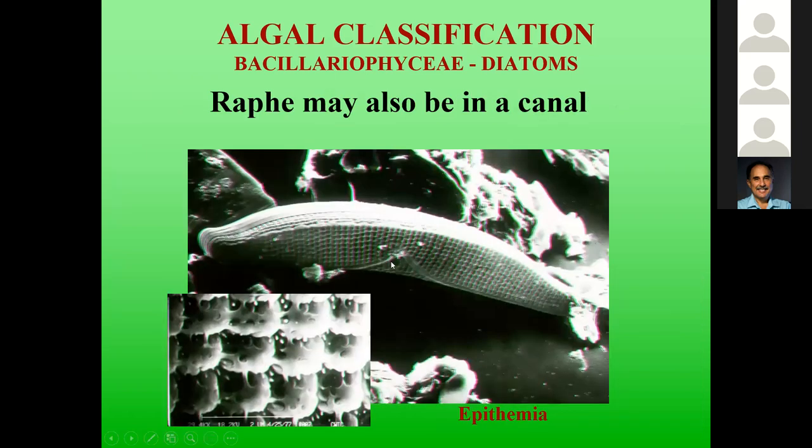The raphe can also be in a canal. This is Epithemia, which is almost always epiphytic on plants along that side. And it allows them to move around. There's incredible ornamentation in the close-up of this outer cell wall.